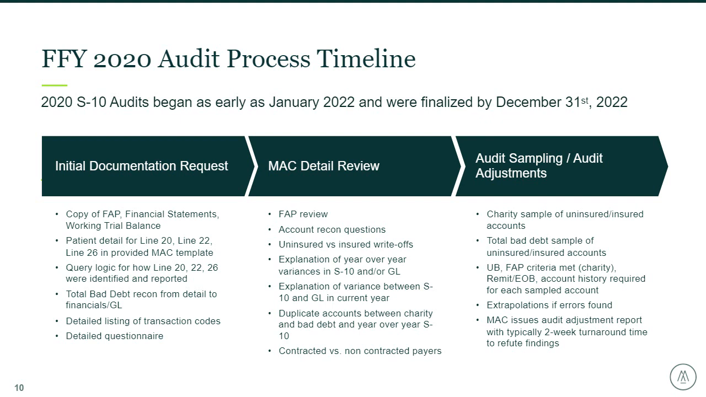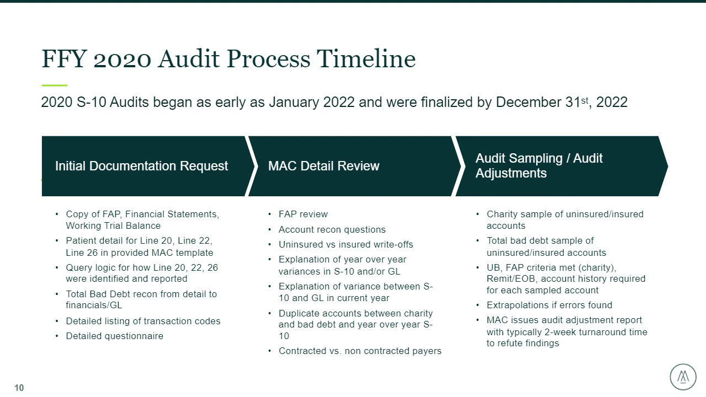So every audit started with an initial documentation request, and that request included putting the patient detail in the auditor's required template for both, obviously, charity and bad debt. It usually included a very detailed questionnaire that the auditor requested each facility to fill out in order to better understand how the S-10 was put together. There's also a bad debt reconciliation, which was a big part of these requests, to prove out how the patient detail provided in the logs matched what the hospital's financials were showing.